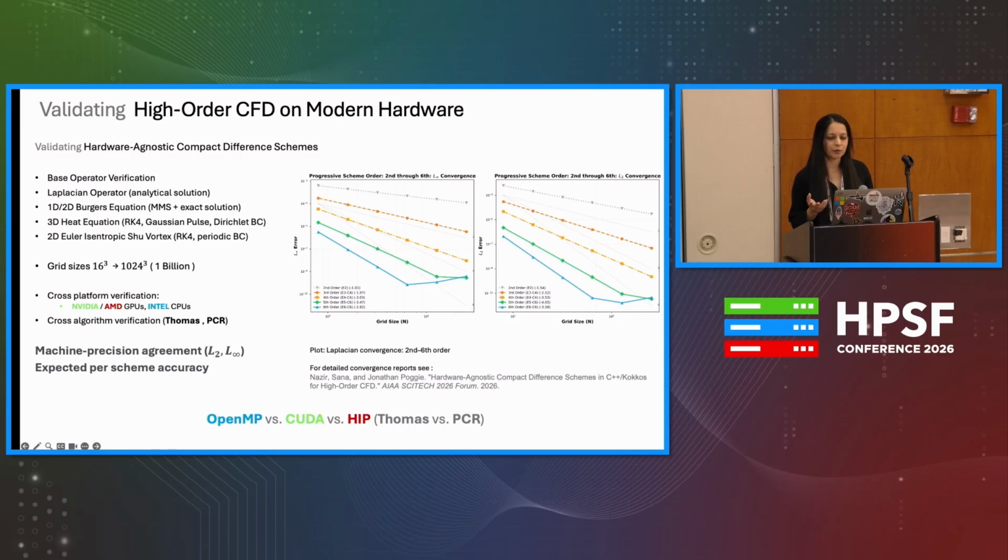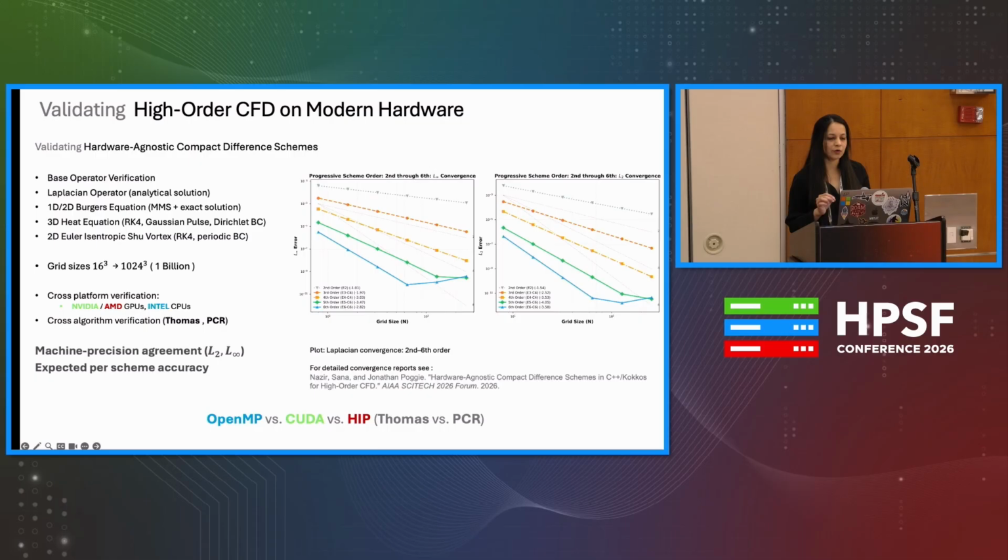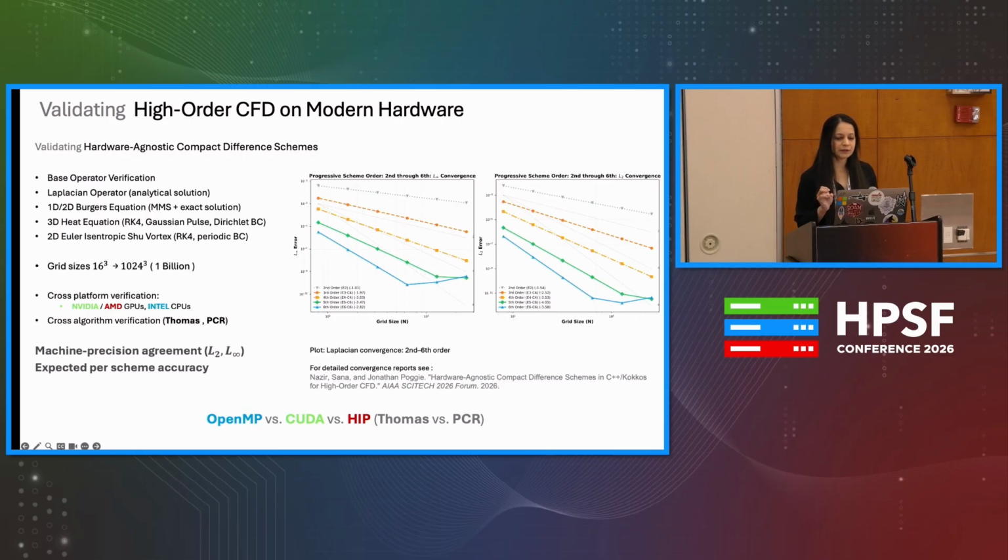We use 5 problem types: the Laplacian operator with analytic solution, 1D and 2D Burgers' equation using both manufactured and exact solutions, a 3D heat equation with a Gaussian pulse initial condition, and the 2D isentropic vortex as a long-time nonlinear stability test. Grid sizes range from 16 cubed up to 1024 cubed, which is about 1 billion points.